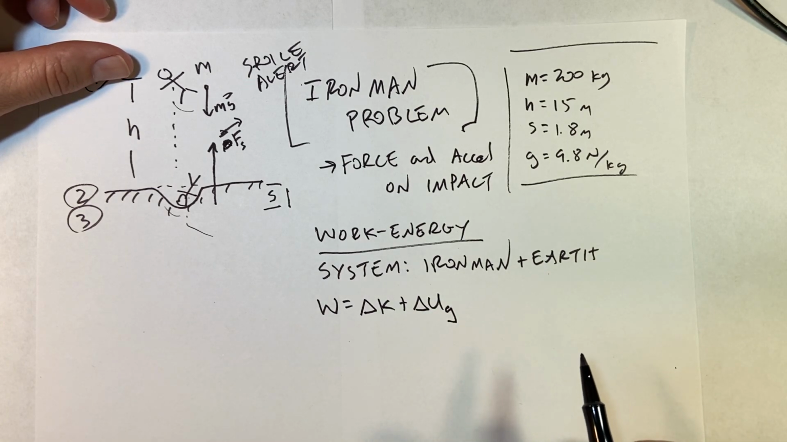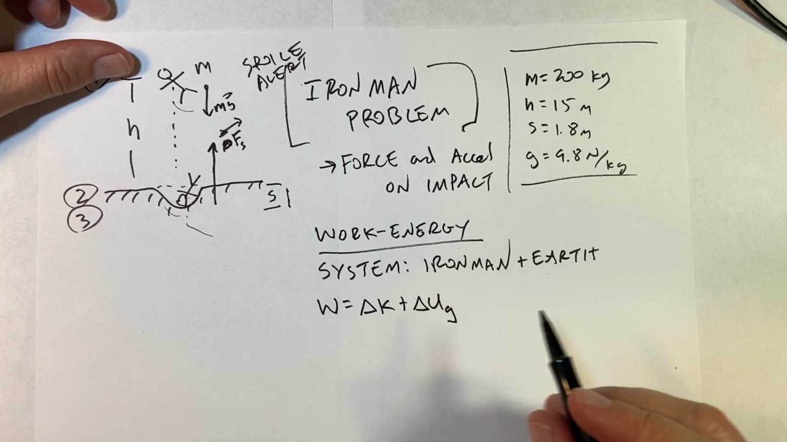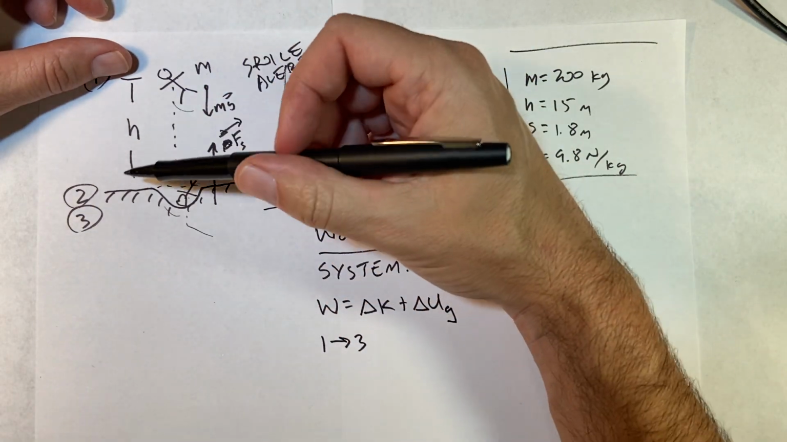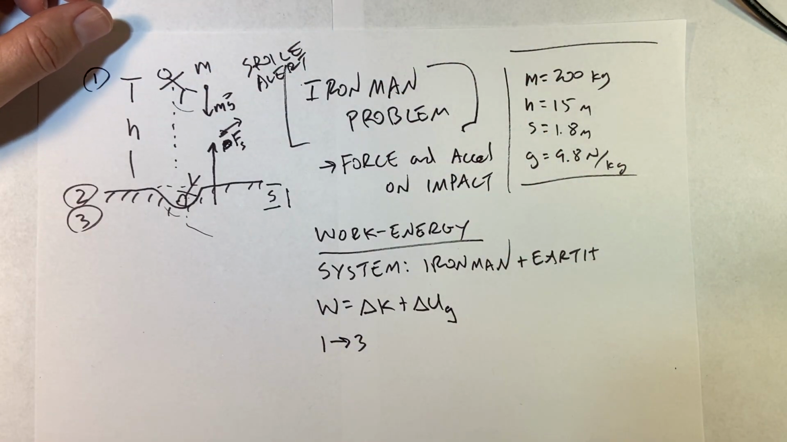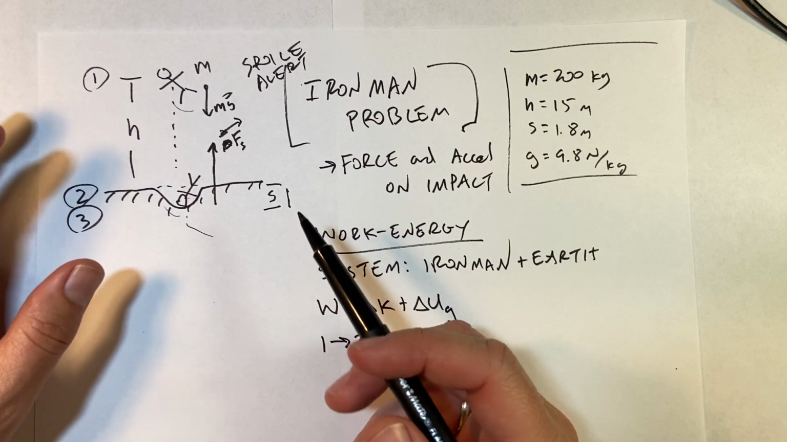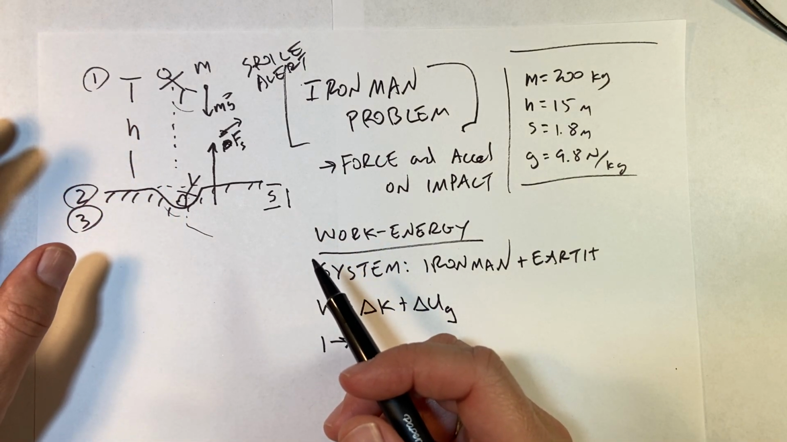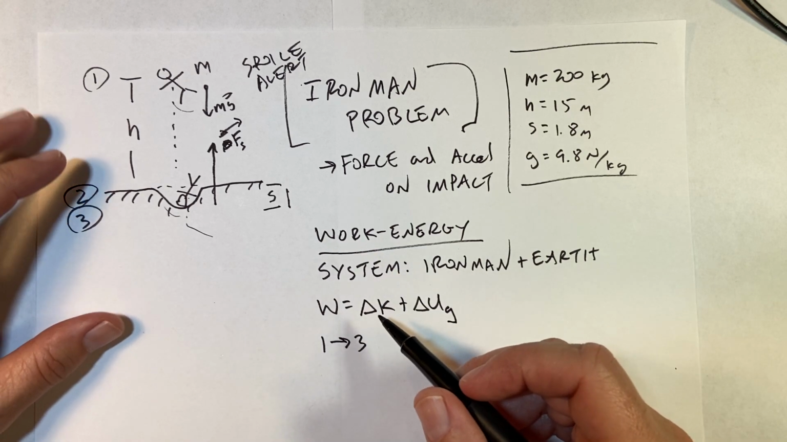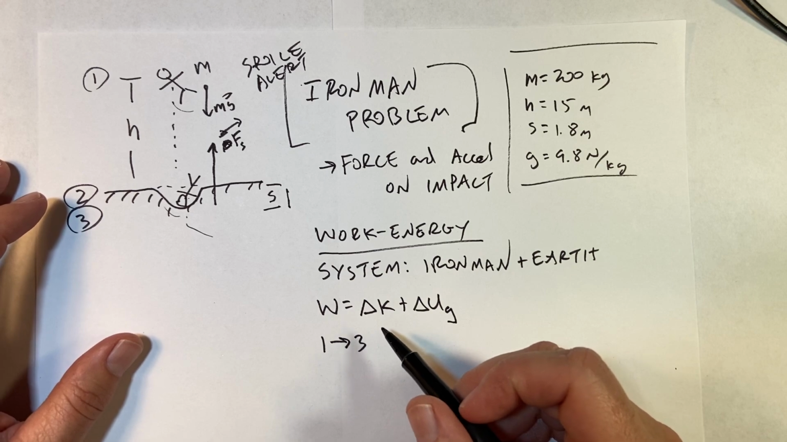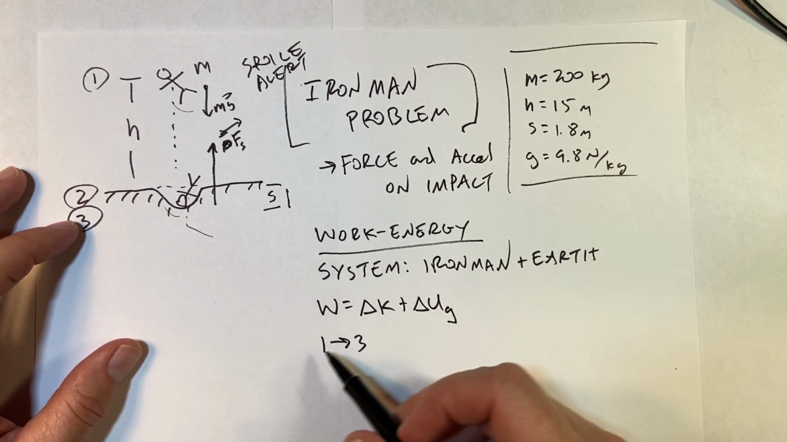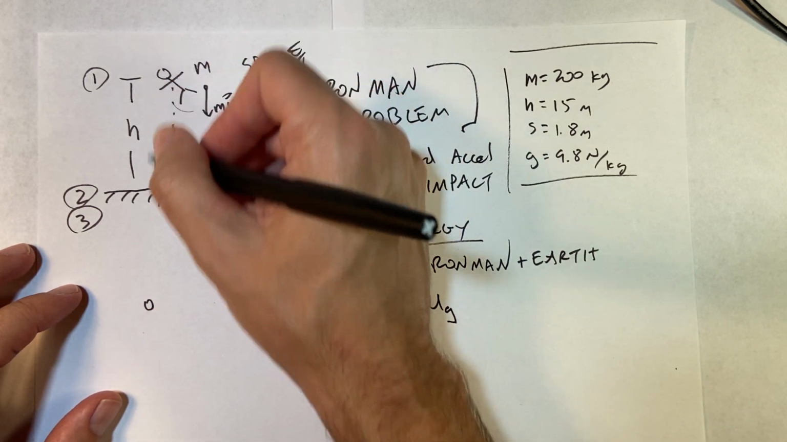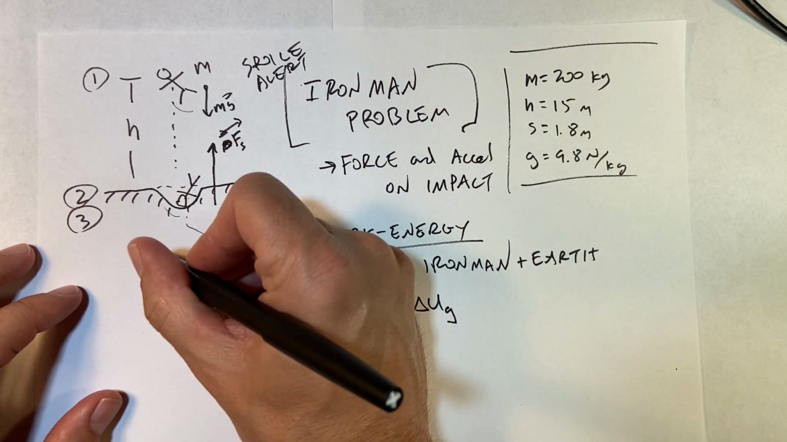Now, the next thing I need to do is pick my points. In this case, I'm going to go from 1 to 3. I'm not even going to use point 2. I think a lot of people would say, hey, let's find out how fast he's going right before he hits the ground. But you know what? That doesn't matter. It just doesn't matter. So I'm going to go 1 to 3, and then we'll talk about point 2 afterwards. So during 1 to 3, what forces do work on Iron Man? Well, while he's impacting, I have this.